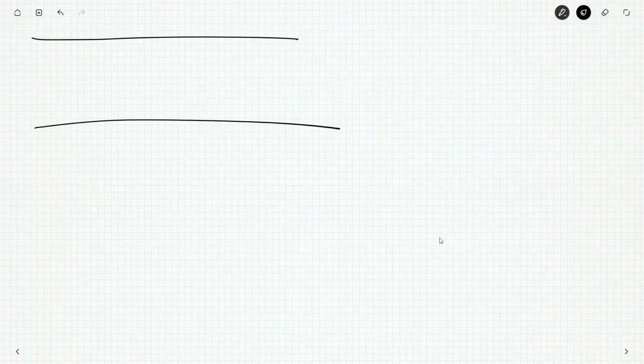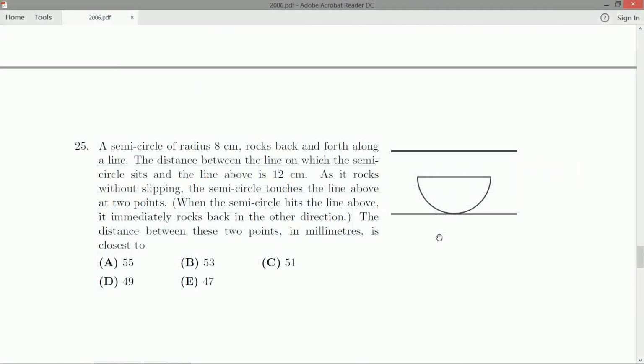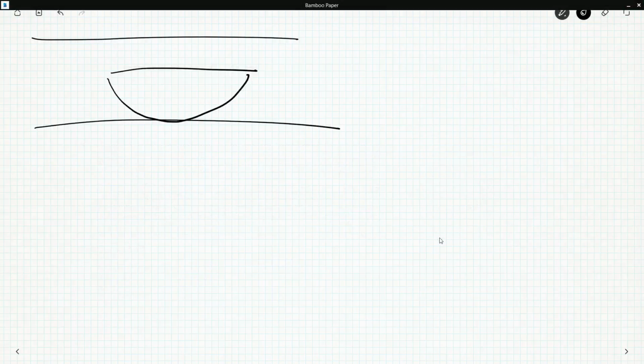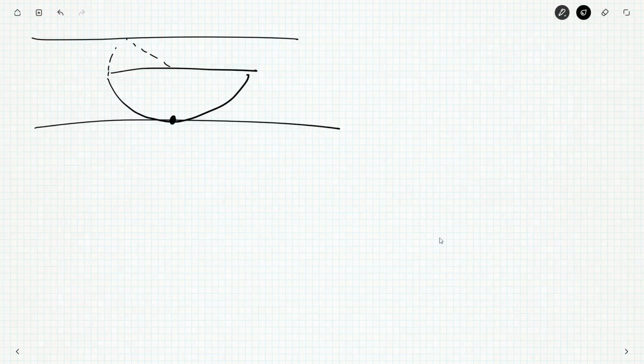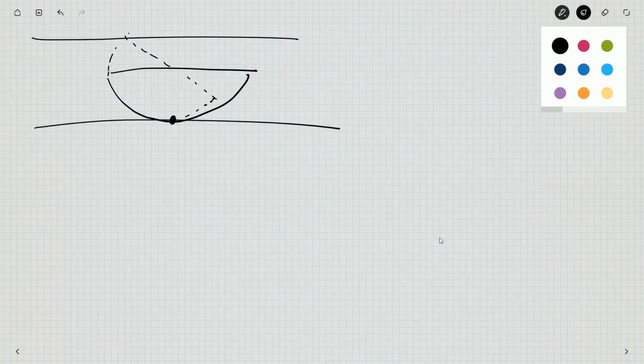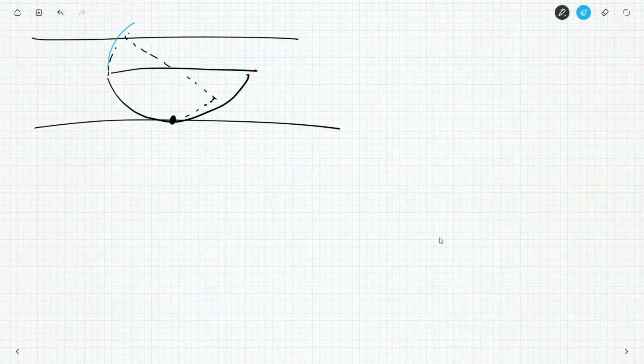So we've got this guy, the semicircle. It rocks back and forth. It doesn't stay right here as it rocks, so it's not going to rock up like this. I know it says not slipping, but the question is not going to be as simple, I don't think, as just completing the circle and then counting the distance between these 2 points.